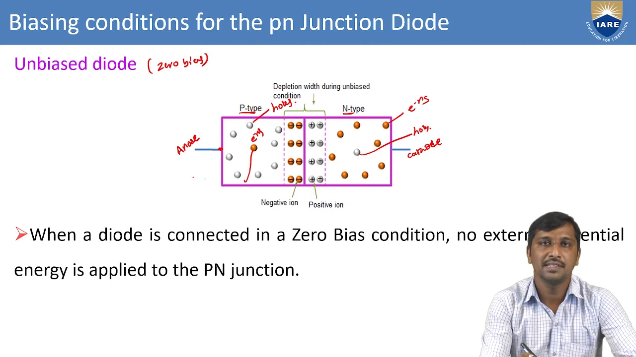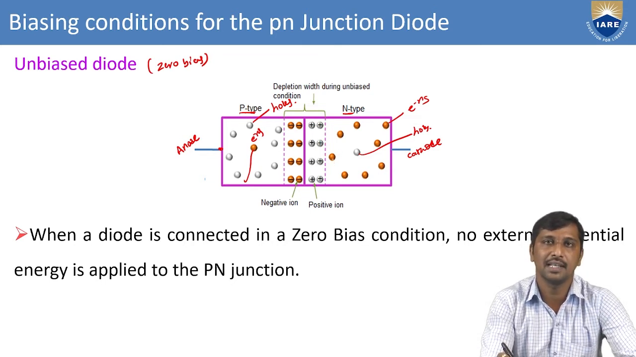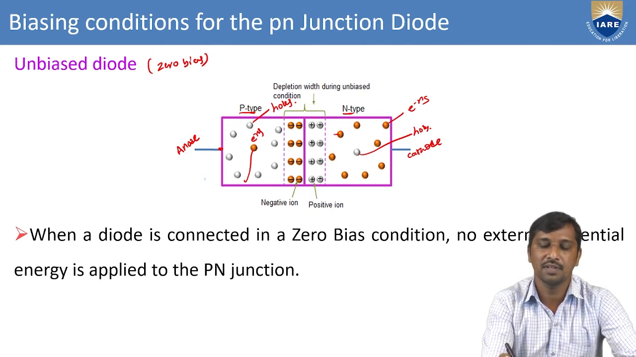So between this anode and cathode, we are not applying any external force. Hence, this type of biasing is called unbiased or zero bias. But what happens under the unbiased condition? What happens due to the internal energy of the charge particles? Here the charge particles are the holes as well as the electrons. Due to kinetic energy, the electrons diffuse from the N side to the P side. Similarly, the holes diffuse from the P side towards the N side.